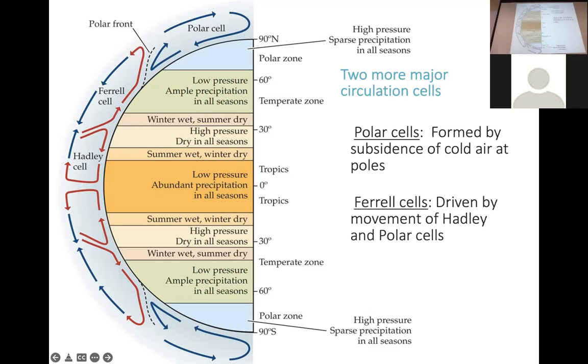And then in the middle, you have the Ferrel cells. And these two in the middle, so the polar cells kind of drive them, the polar and the Hadley cells drive themselves. The Ferrel cells are kind of just a result of these two, the polar and the Hadley.